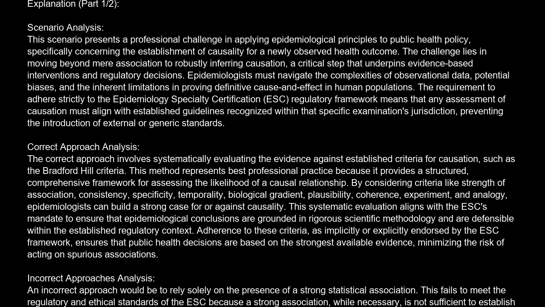Incorrect approach analysis. An incorrect approach would be to rely solely on the presence of a strong statistical association. This fails to meet the regulatory and ethical standards of the ESC because a strong association, while necessary, is not sufficient to establish causation. It overlooks other critical criteria like temporality, cause must precede effect, and biological plausibility, and it is susceptible to confounding and bias, which are explicitly addressed by the broader set of Bradford-Hill criteria.